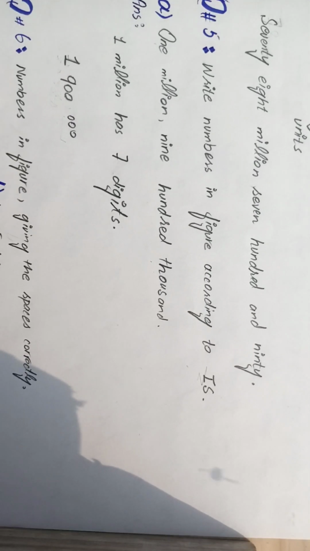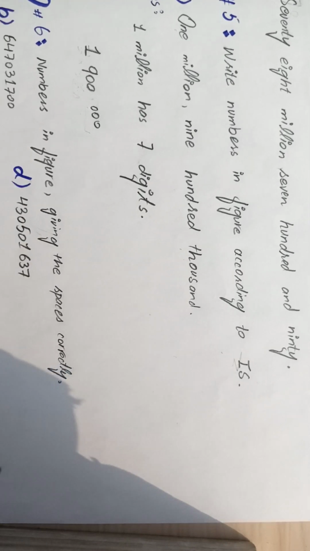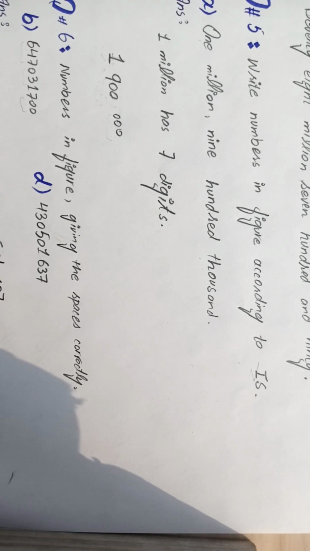Question number 6 says: write numbers in figures, giving the spaces correctly. We have a number, and we give the spaces correctly as per the international standard. So 700. Count it: units, tens, hundreds. This is the unit place, this is the thousand place, this is the million place. So we can write it as 700 like this. This number is right in this form.